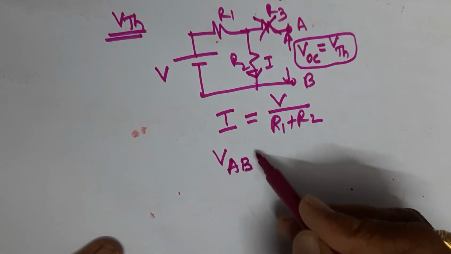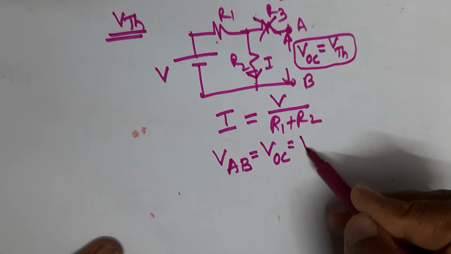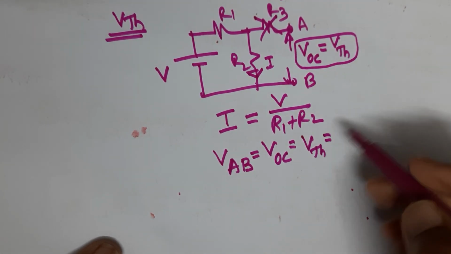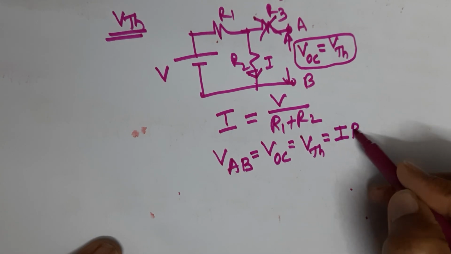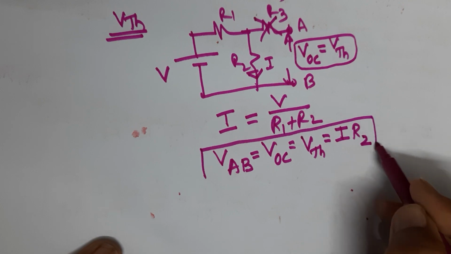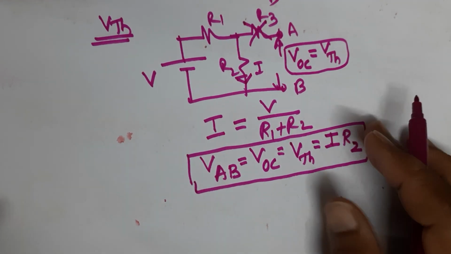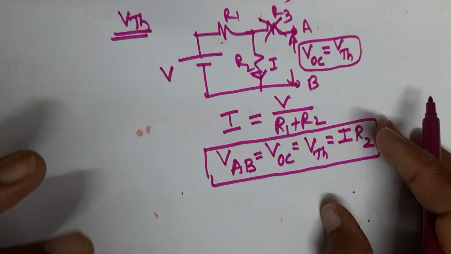Voltage across AB, that is VOC, is also called VTH. That is nothing but the product of current and resistance R2. In this way we can find out the Thevenin's voltage. Now what is Thevenin's resistance? How to find out the Thevenin's resistance?